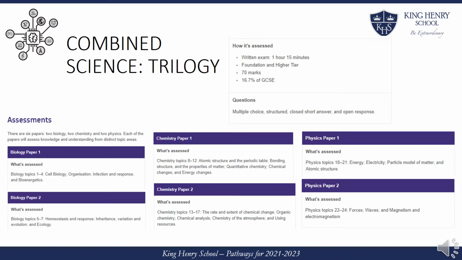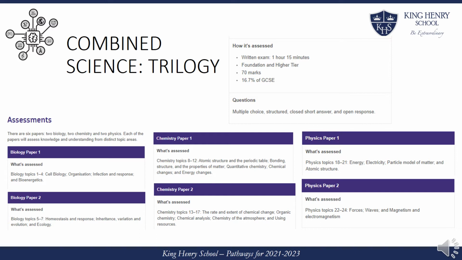And how this works is you will do 6 papers. So a biology 1, a chemistry 1 and a physics 1. Your mark will be averaged out and that will result in your first GCSE grade. You will then do a biology 2, a chemistry 2, a physics 2. Again, that's averaged out and that results in your second GCSE grade.